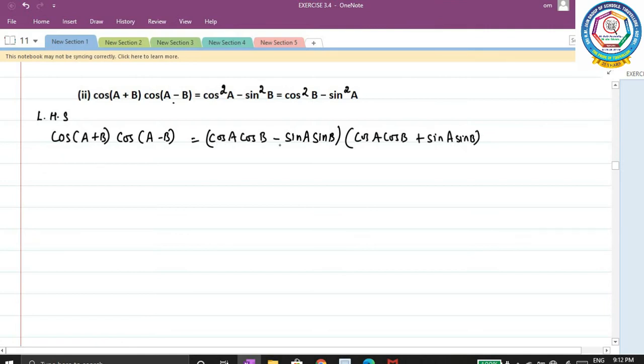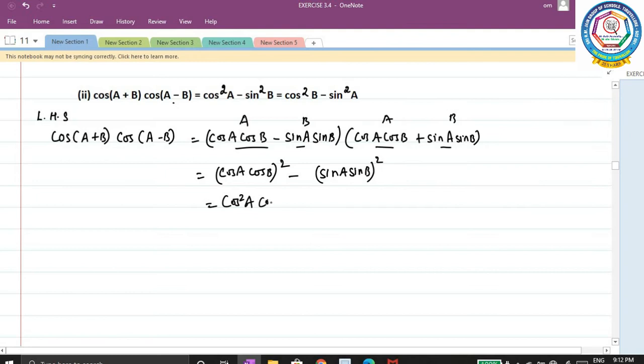Now it is in the form of (a minus b) and (a plus b). So what is (a plus b) into (a minus b)? a square minus b square. This is a, this is b; here is also a, here is also b. So (cos a cos b) the whole square minus (sin a into sin b) the whole square. Next, take the squares inside: cos square a cos square b minus sin square a into sin square b.